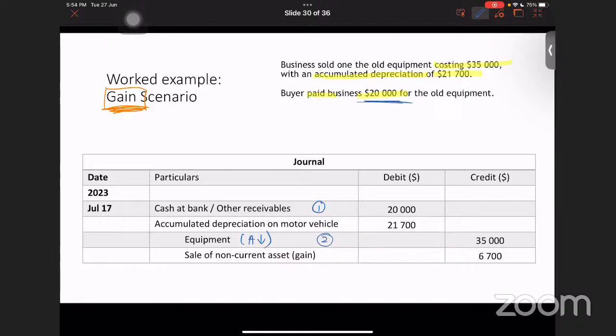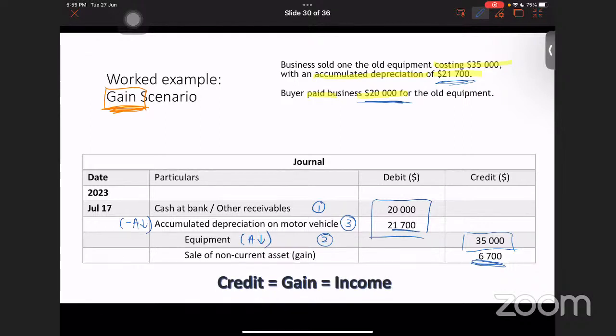Along with my NCA, it also comes with accumulated depreciation. I want to get rid of it as well. So it's a contra asset, minus. I need to minus the accumulated depreciation also. So here the accumulated depreciation is given. Then now I will look at this journal. My debit side is more than my credit side. So in order to balance out this journal, I will have to credit another 6,700. The fact that I credit would mean that it is an income. That means that this is a gain.